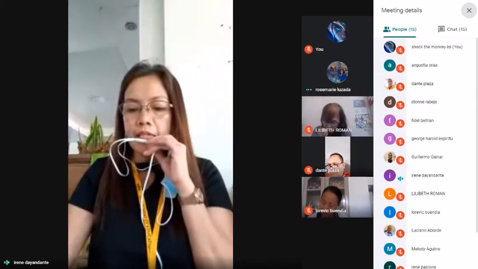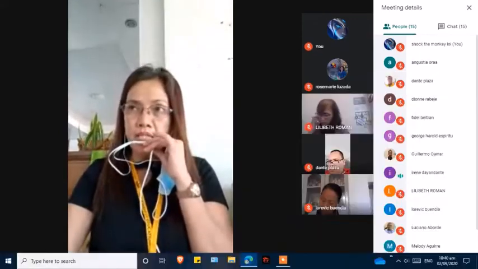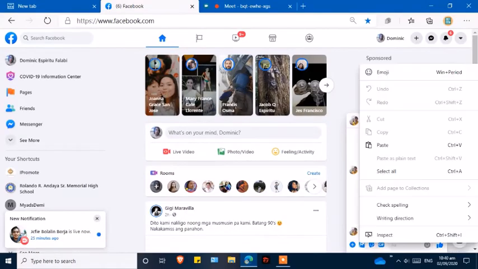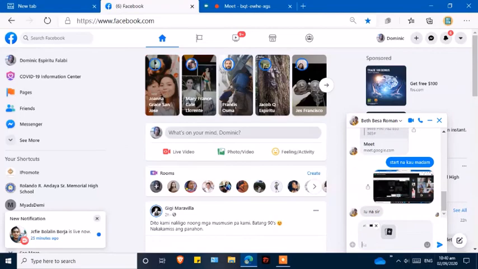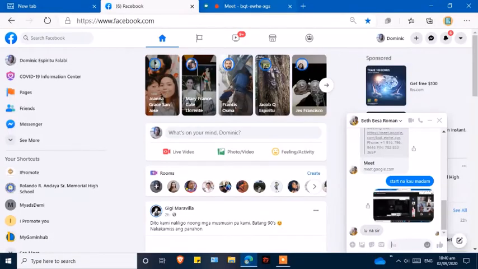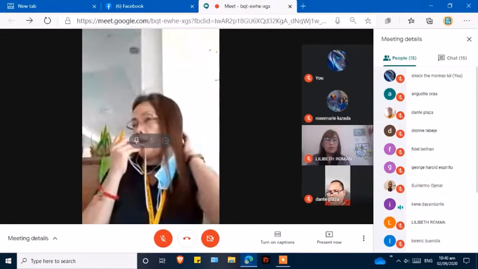Tapos, when will you gather the indicator? Kailan mo ba siya i-gather? So you write a specific plan, a specific date, kung kailan mo balak siyang i-gather. Say, for example, ngayong September 10. So ilalagay mo doon ang date that you gather. How will you process the data gathered? Paano mo siya ipoprocess?